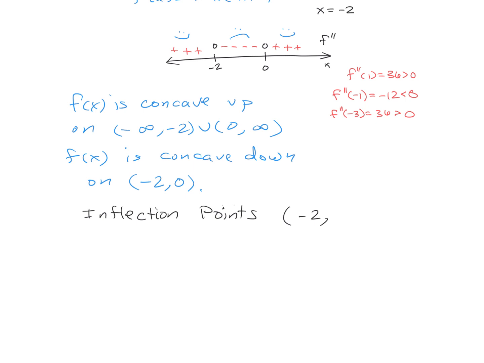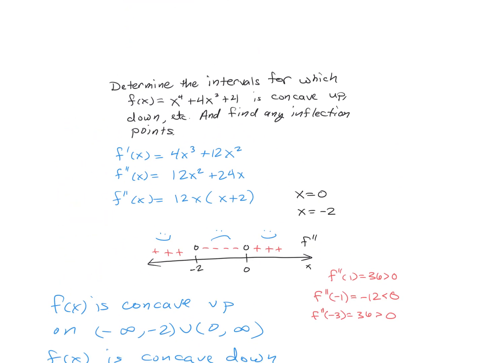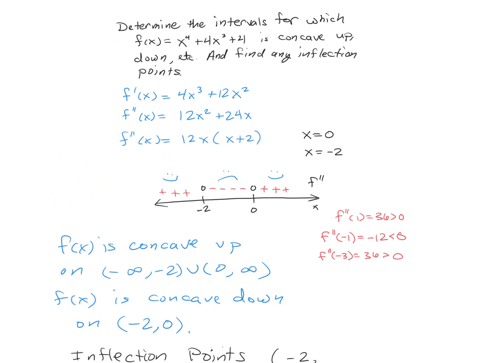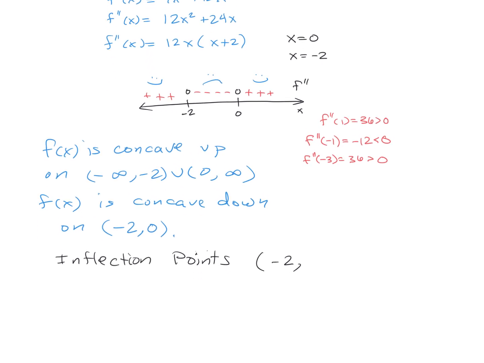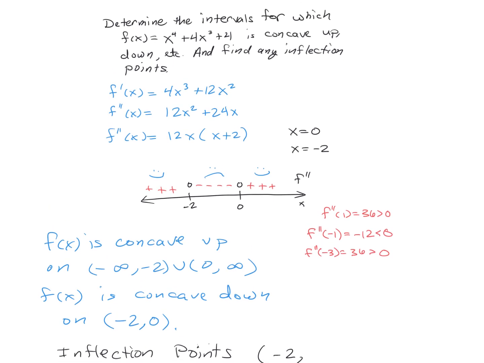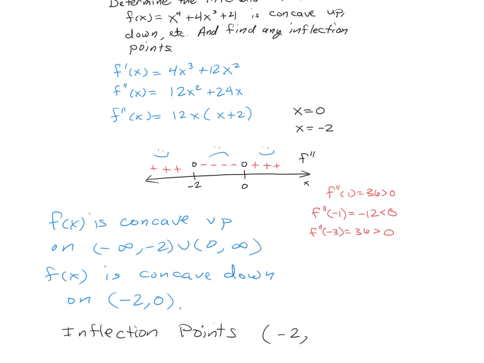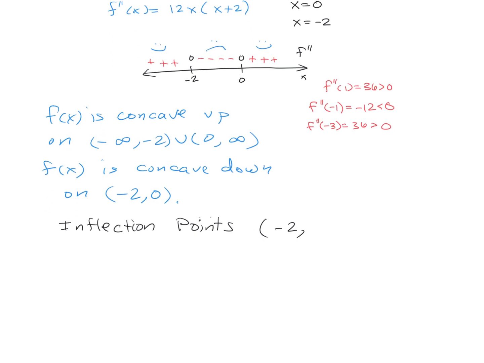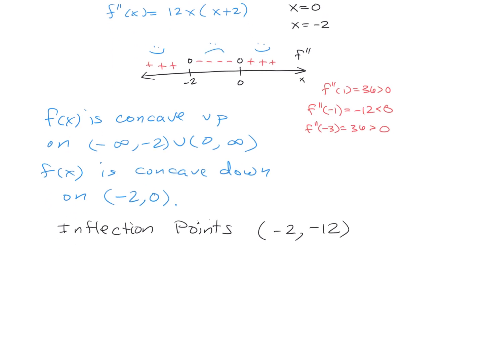And we have to go back to the original function to get the value of y to complete our ordered pair. So negative 2 to the fourth is going to be 16. And then we're going to have negative 2 to the third power times 4. So negative 2 to the third power is negative 8 times 4. So it'll be negative 16 plus 4 is going to be negative 12.